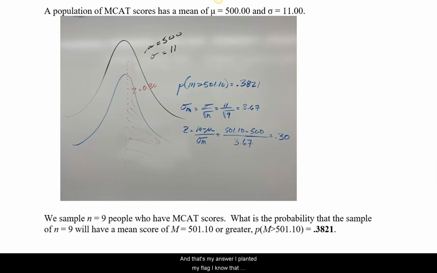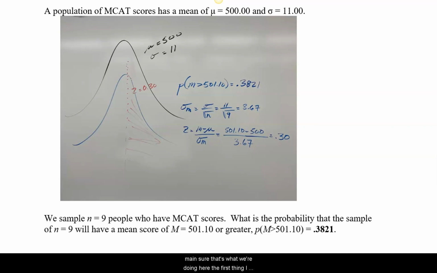I know that 501.10 is to the right of 500. I know that 500 splits that whole curve, and therefore I'm looking for a tail value. This is sort of a revisit of what we did in Chapter 6. But what we're doing here is not talking about individual scores, but the probability that sample means will have a mean score of 501.10 or greater, just as we were dealing with raw scores before, except I must translate everything, instead of raw scores, into sample means.